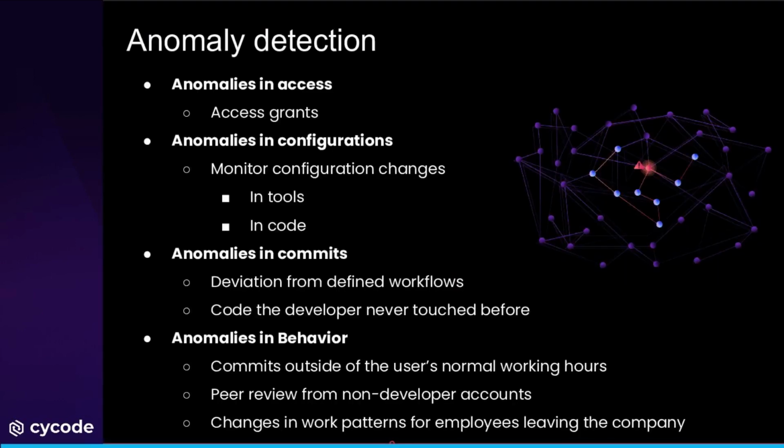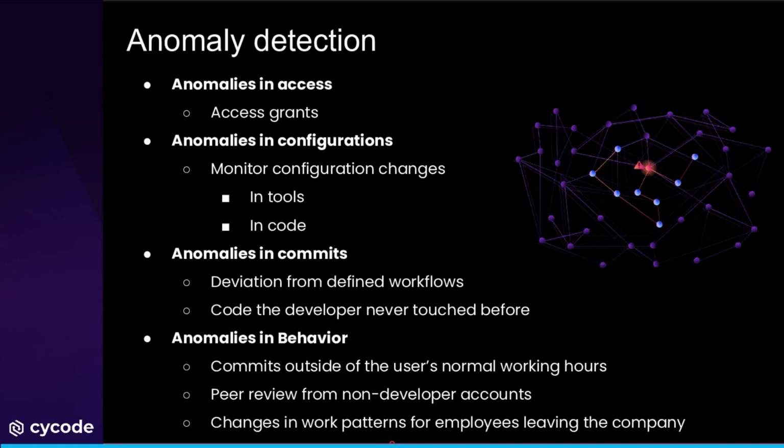In addition, anomaly detection is something that every organization should implement. Anomalies regarding access grants are a key example of this, as well as anomalies in configuration. If, say, a developer is accessing a repository or pushing a commit both outside their working hours and from an unusual location, that should probably be investigated because that can certainly be defined as suspicious.